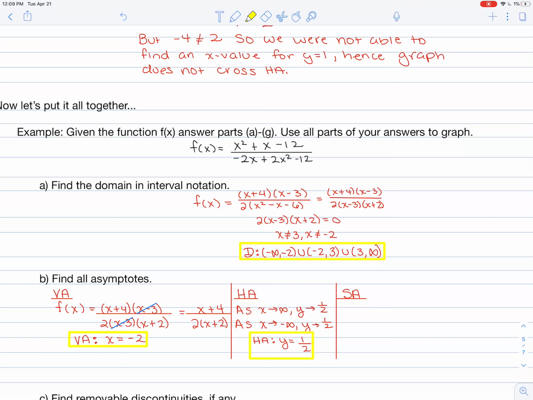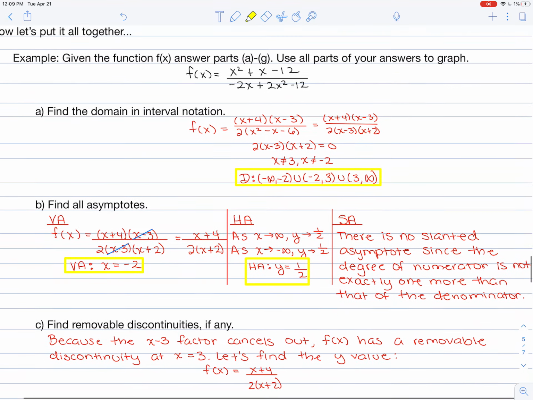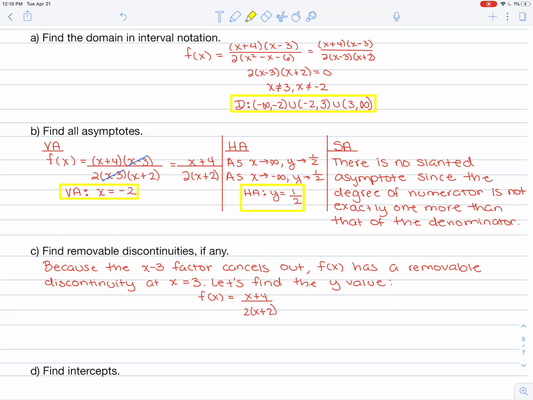What about the slanted asymptote? Remember what we said. If you have a horizontal asymptote, there's no slanted asymptote. And you can also look at the degrees, right? The degree of the numerator has to be exactly one more than that of the denominator. Otherwise, you don't have a slanted asymptote.